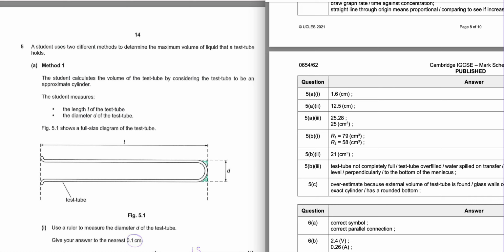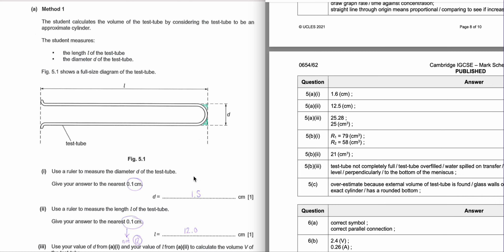All right. As soon as we see test tubes, we start thinking about meniscus, about non-uniform shapes, etc. Because this is definitely going to come into our work today. We've got two methods. The first one involves simply measuring the dimensions.